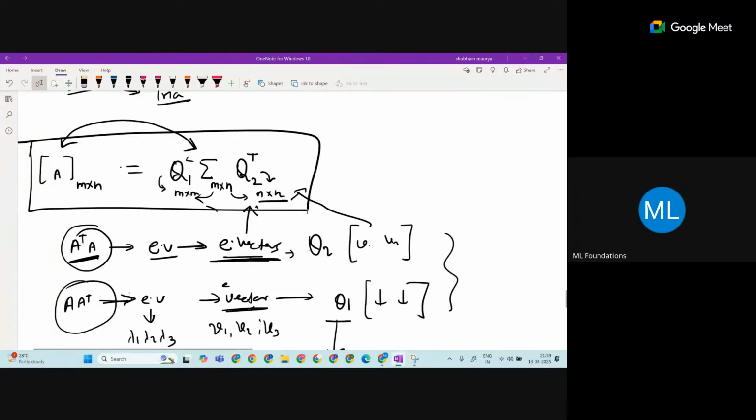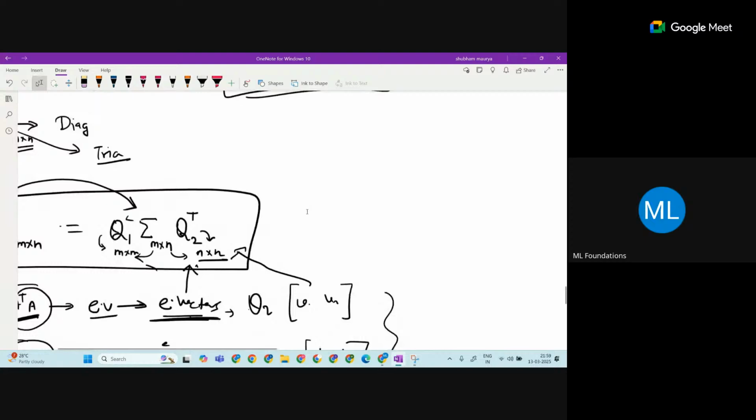Now the positive definiteness case is there. If the eigenvalues are all positive, it is positive definite; if all are negative, you get negative definite; and if you get a mix, then it will be indefinite. That's all.